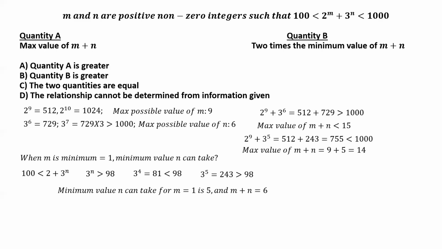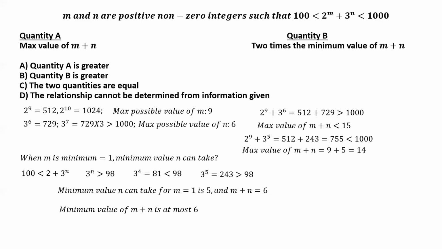Now, we haven't proven that this is the lowest possible value of m plus n. But we know that the minimum value of m plus n has to be at most 6. It could be lower than 6, and we haven't proven that out, but it could be at the most 6, right? Because for m plus n equal to 6, the inequality is still valid with m equal to 1 and n equal to 5.